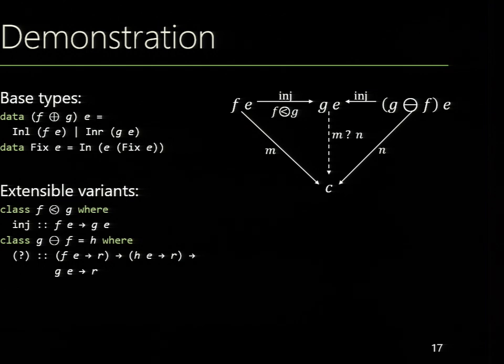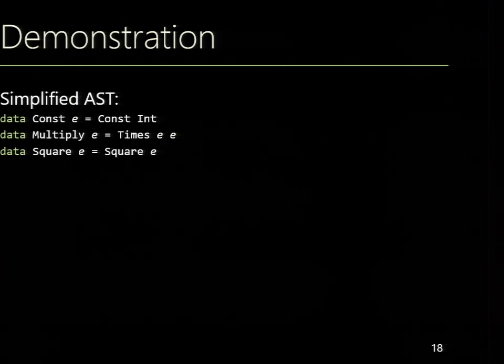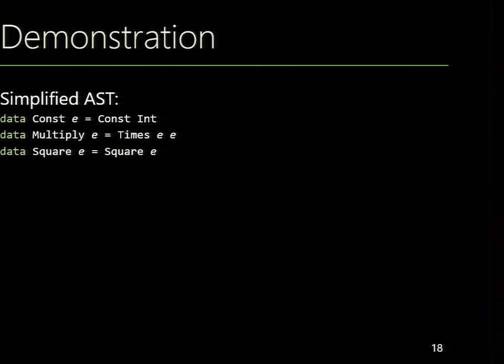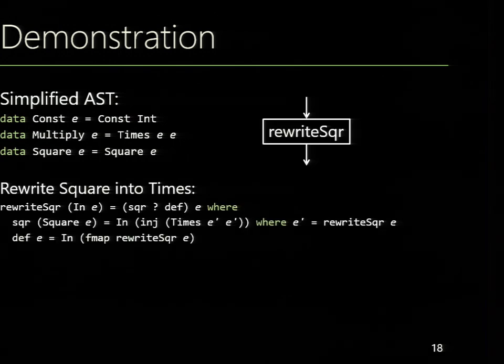This is just trying to show you how this works. It builds this picture. So how would we use it? Well, I'm not going to talk about a full programming language. I'm going to talk about a very simple programming language. It has three things in it: constants, multiplication, and squaring. Maybe there are a lot of things I have to square, so this is a useful surface syntax, but I can express squaring in terms of multiplication, obviously. So I might want to create a pass that desugars squaring into multiplication.